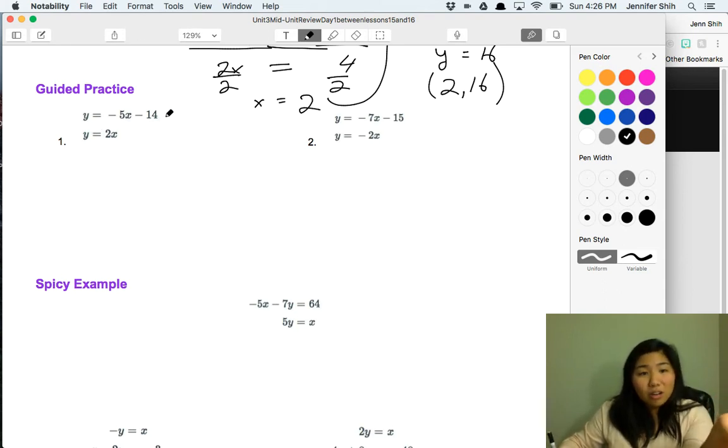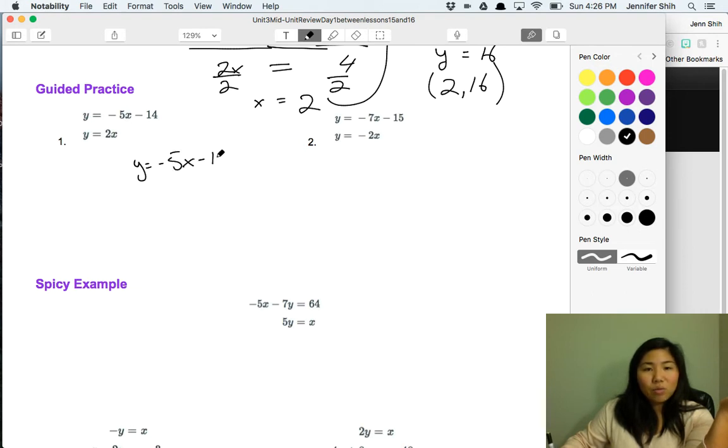Okay, so for the first one, you can write guided practice. y is equal to -5x minus 14. y is also equal to 2x. So what I'm going to do, I'm going to rewrite. y is equal to -5x minus 14. But it is also equal to 2x. So that means 2x is equal to -5x minus 14. So at this point, I want you to solve for x and then plug it in for y.